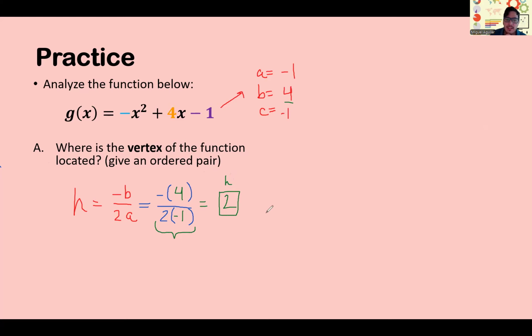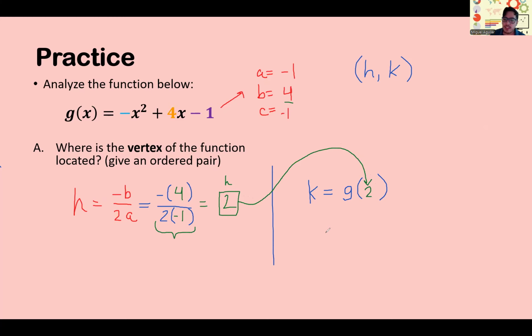Okay. But our vertex needs to be H comma K, right? So we need to get that K value. This is a two-step process. To find K, what we're going to do is take the original function, g of x, and I'm going to plug what into that function? 2. I'm going to plug the 2 into that function.